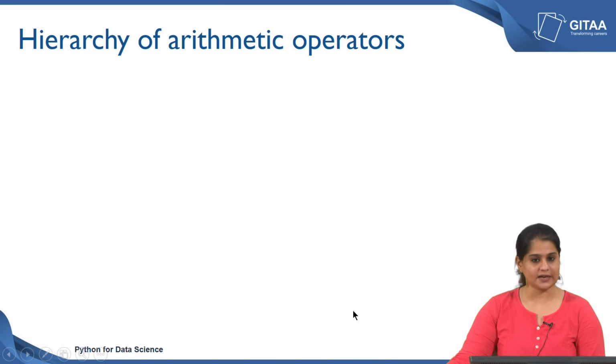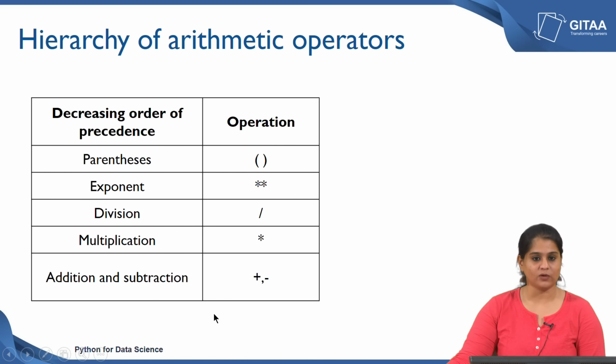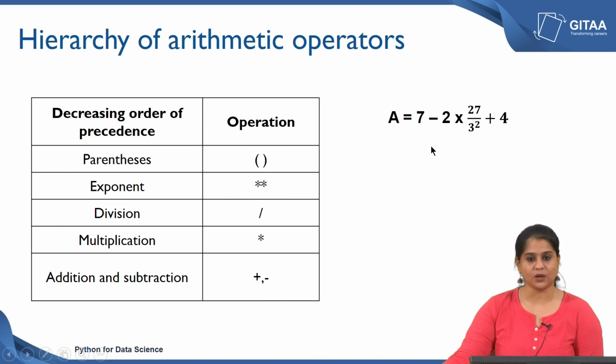Let us look at the hierarchy of operators. I have ordered the operators in decreasing order of precedence. The first is parenthesis. Parenthesis is not really an operator, but anything that is enclosed within parenthesis gets the topmost priority, so I have included parenthesis also as an operation. This is followed by exponential operations, and then division, multiplication, and addition and subtraction are given the same precedence. Let us take an example here. In this case, I have the following expression.